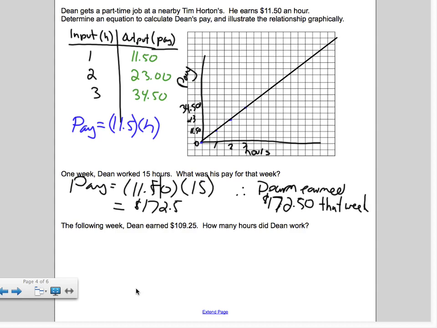Ideas? Is that like the 11.5 times x? Well, what's our equation? Okay, so I'm going to use variables now. I'm going to use P is equal to 11.5 times H. So pay is equal to 11.5 times the number of hours you worked. Do you know the number of hours you worked? No, you know the pay. We know the pay. So we go 109.25 equals 11.5 H.